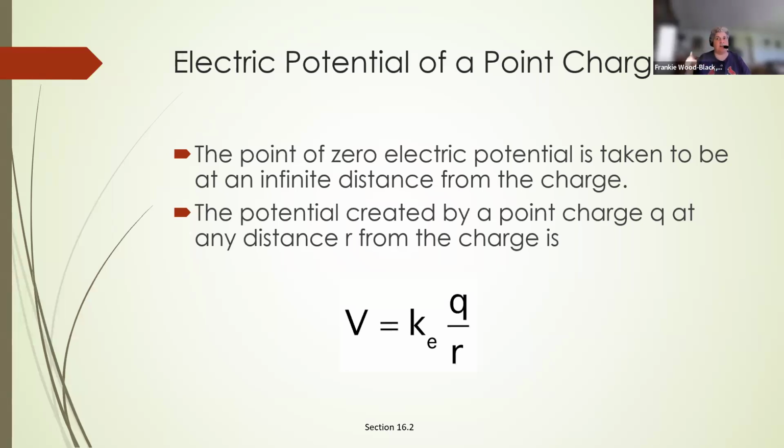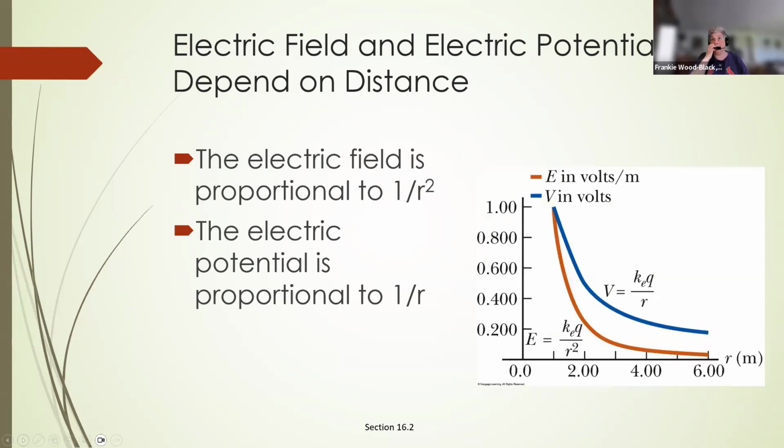But now when I come over to electric potential, I don't have to worry about that so much, which is really nice. Just as our electric field drops as 1 over R squared, my electric potential drops as 1 over R. So we actually see this. And what's really cool, we can measure this.